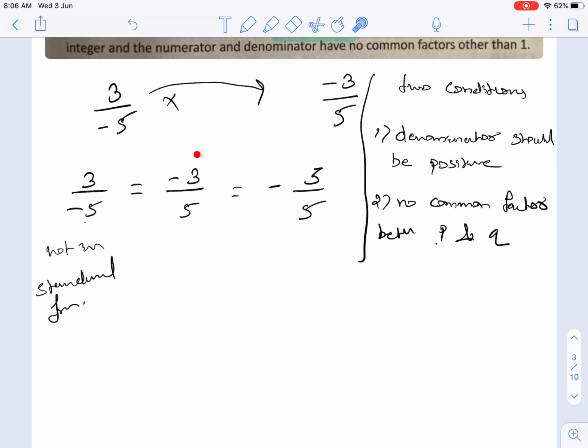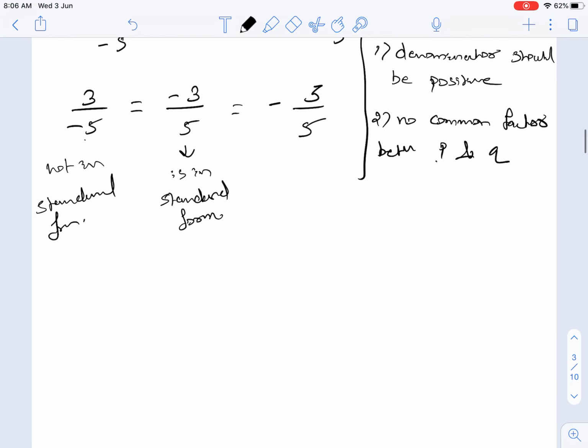Now here in this number, it is a rational number, the denominator is positive, and they do not have any common factor between them. Common factor means on further division we cannot divide it further, so we say that it does not have any common factor. So right now minus 3 upon 5 is in standard form. Is it clear? Let us consider the next example.